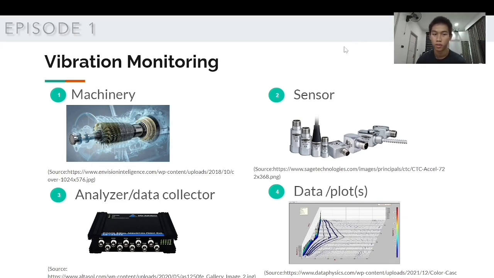Then what do we need for monitoring vibrations? We need the machinery, the sensor, the analyzer, or you could say the data collector, and the data plots. The sensor detects all the information happening on your machinery and sends it to the analyzer to collect the data for you and analyze it. Then the analyzer sends the collected data to your device, and it plots it for you into different forms. You could choose to analyze data, and these are the points where we use all the collected data to analyze in different forms of graphs and plots.